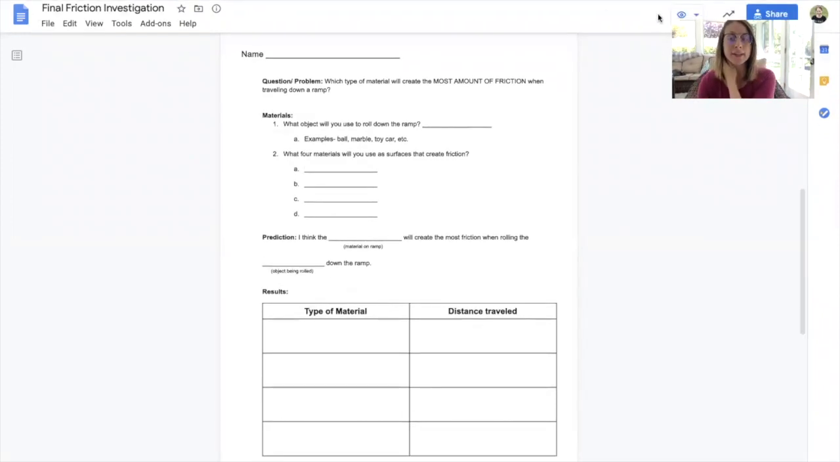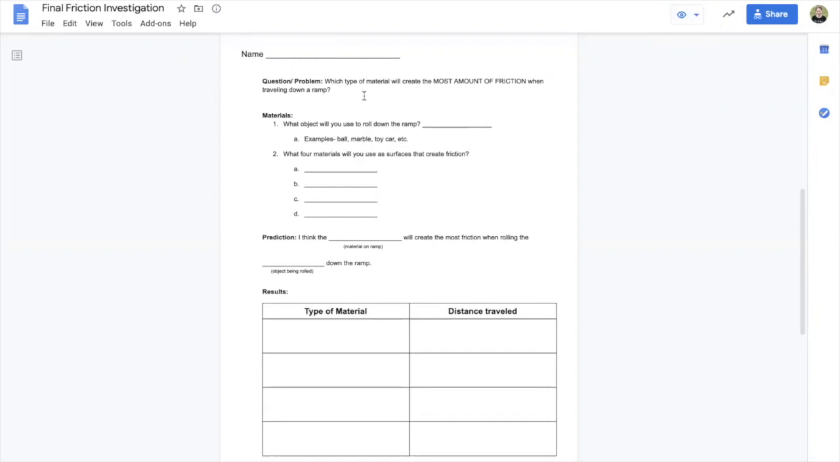And here it is. So at the top, which type of material will create the most amount of friction when traveling down a ramp? Well, right here, number 1, for materials, you have to decide what goes in this space. What are you using? A ball, a marble, a toy car, whatever it is that you decide to use. Then down here, number 2, what 4 materials will you use as surfaces that create friction?